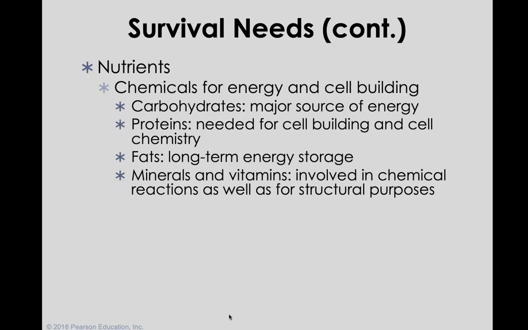Nutrients, at the most basic level, are chemicals we need for energy and cell building. So these are things like, remember, our carbohydrates, proteins, fats, things like nucleic acids, minerals, and vitamins. We need all of those nutrients for our cells to be able to carry out their functions of life.